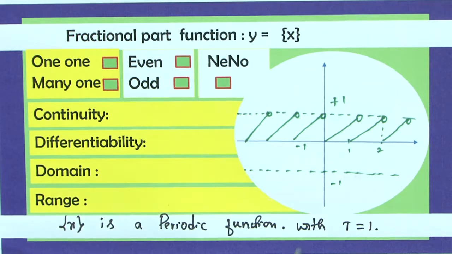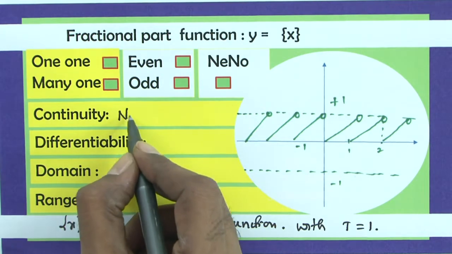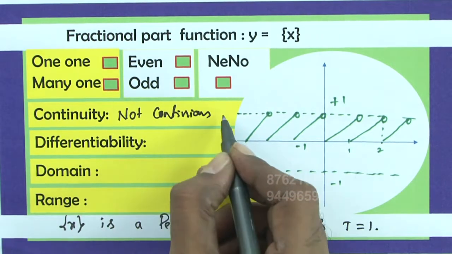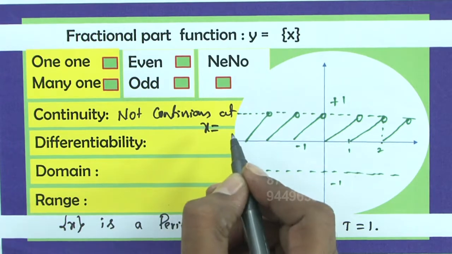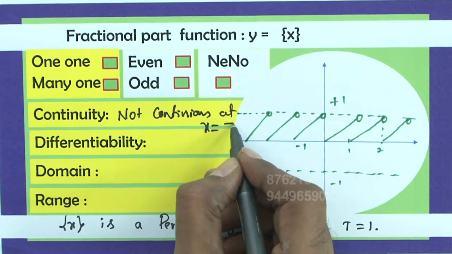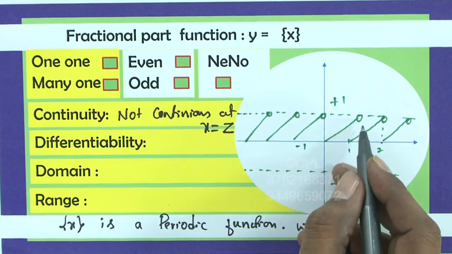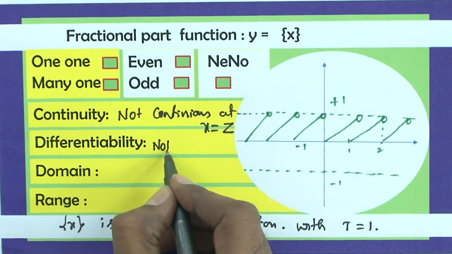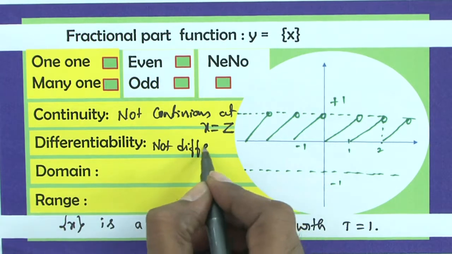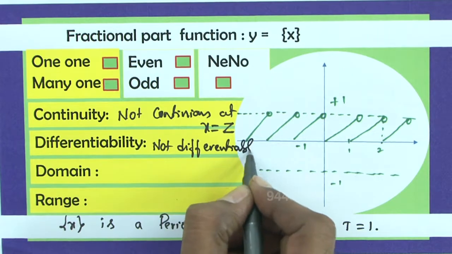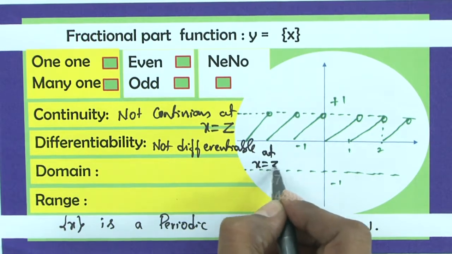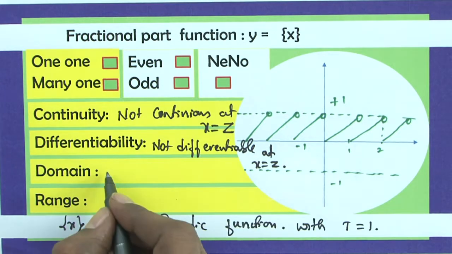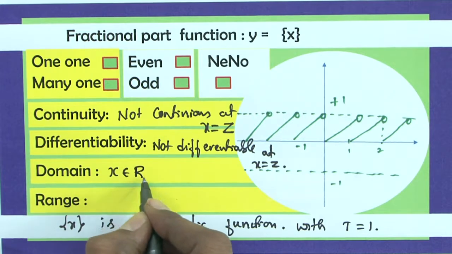Right? So it is not continuous. Where is it not continuous? At x equal to z. Whenever x is z, the function is not continuous. It is evident from the graph. And of course, it is not differentiable at x equal to z. Is it correct? And moreover, domain is x belongs to set of real numbers.